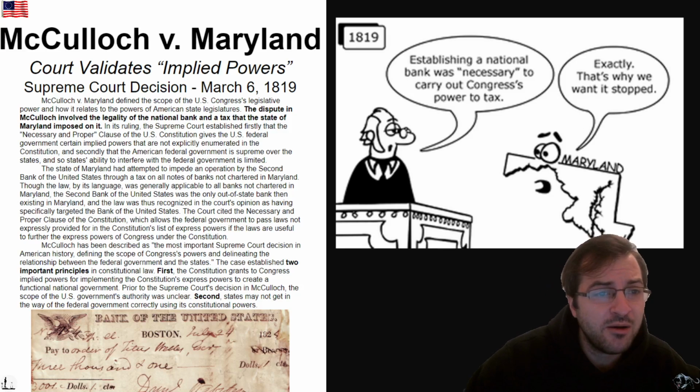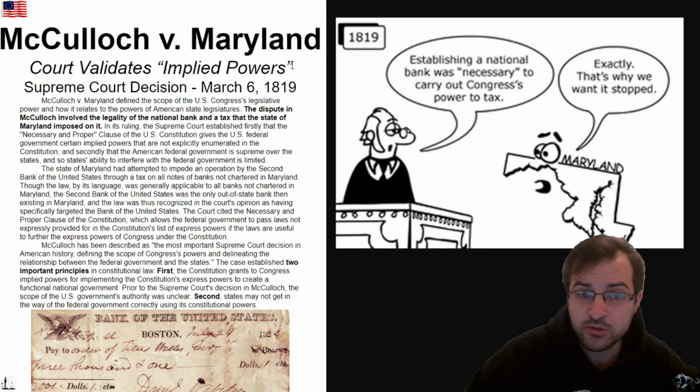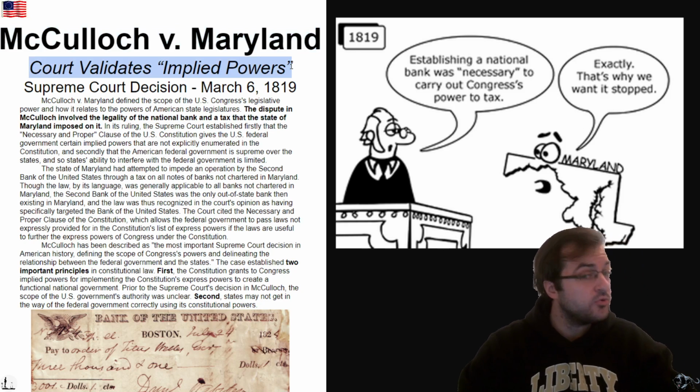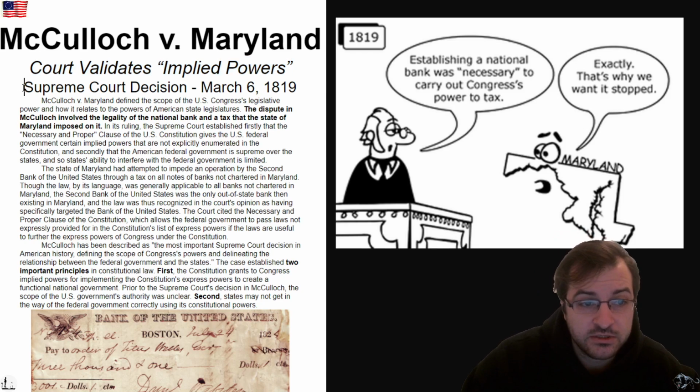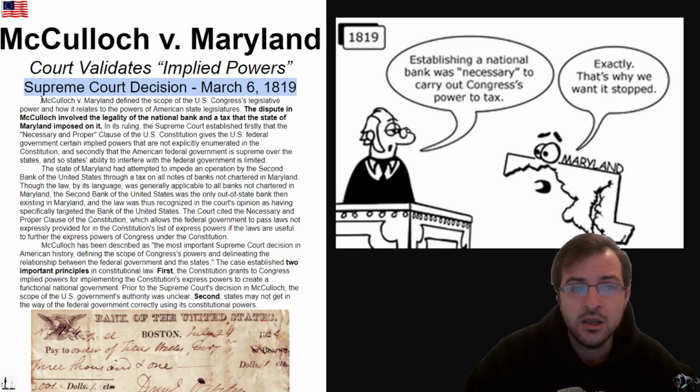Welcome as we read about McCulloch v. Maryland. And in this court case, the Supreme Court validates or approves of implied powers. This is a Supreme Court decision, March 6, 1819. McCulloch v. Maryland, 1819.